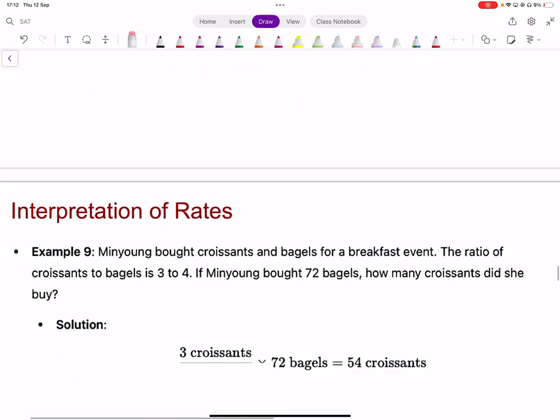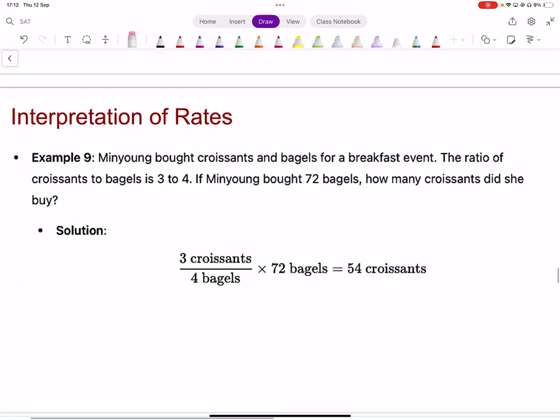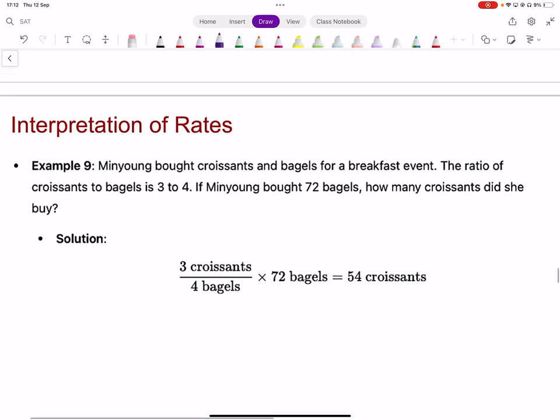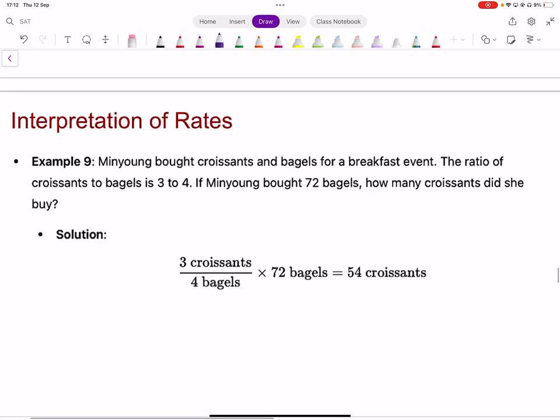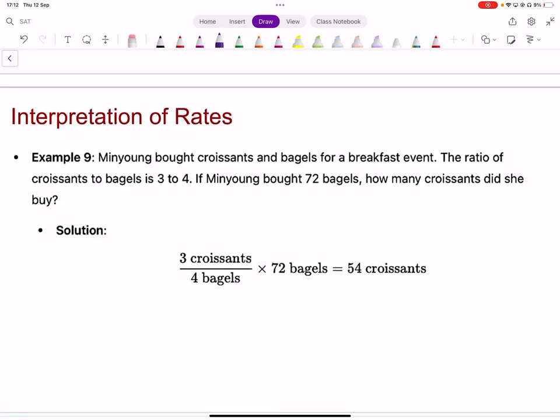Now, what if you have 3 ratios given or 3 different things that are connected using some ratios? For instance, this person bought croissants and what's this? Does anyone know what this is? Bagels? Basically, it's like dough, and then you boil it, and then you bake it, and then you sell it. It's a donut without the frosting. Okay. All right. Thanks.